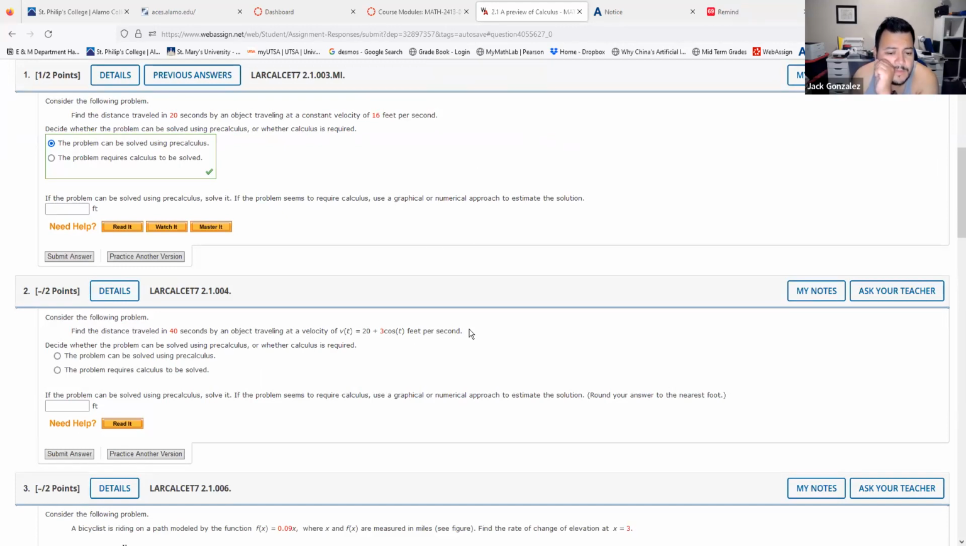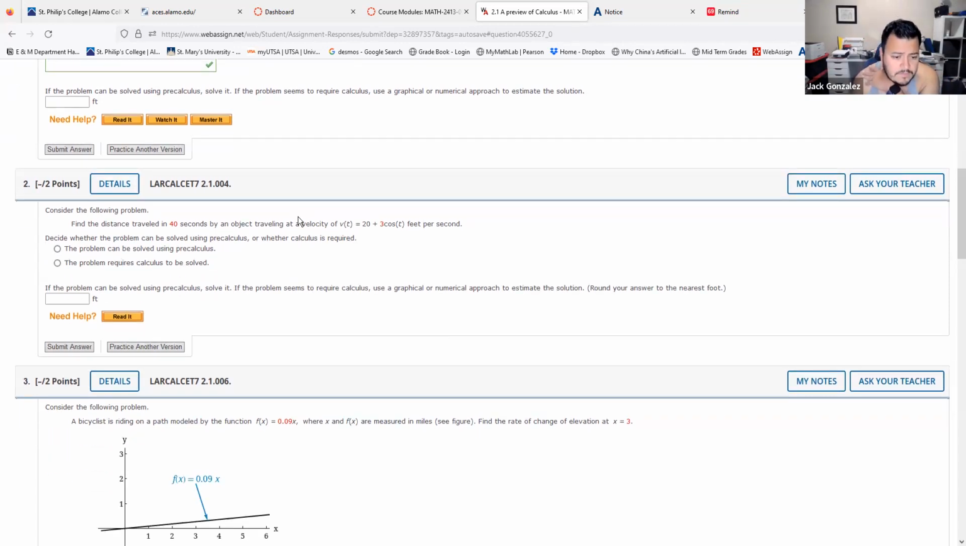Look at number two. Same question, but this one's clearly different, right? Velocity is not a function. It is not constant. If it's constant, you can just plug in a number, multiply by 20. Who cares? This velocity will depend on time. It's not always constant. So this is a little more complex. Once you have functions that are changing, velocities that are changing, things that are more complicated, that's when you need to start thinking about calculus. Does that make sense?